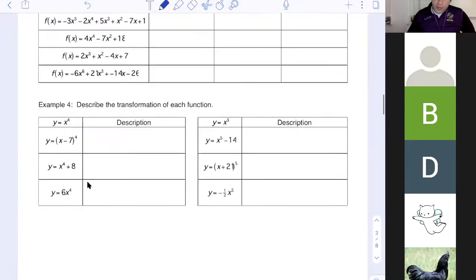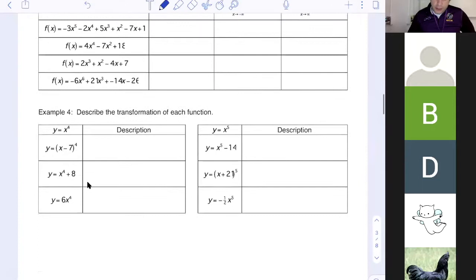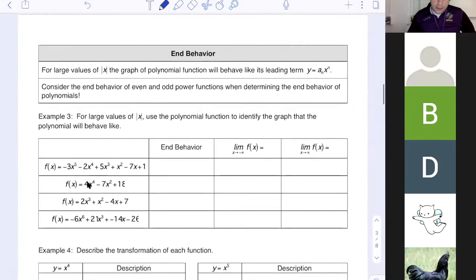All right, we'll take a mini break after this to stretch our legs. You know, get out if you guys are laying in your bed doing notes, just to kind of stretch out. All right, so end behavior.